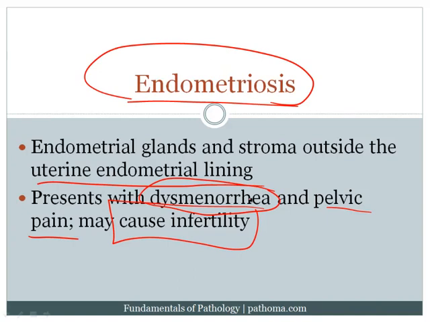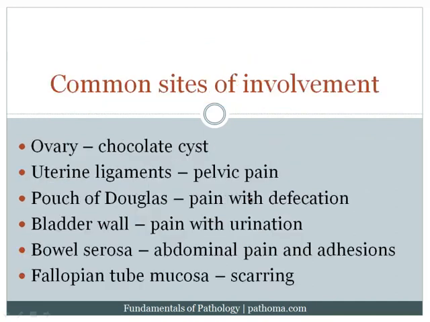What's probably most important is to recognize that the current prevailing theory is the retrograde menstruation theory. When you have endometriosis, there are some common sites of involvement. The most common site of involvement is the ovary. And the classic problem within the ovary is called a chocolate cyst. I'll illustrate that in a few minutes when we get to the next slide.